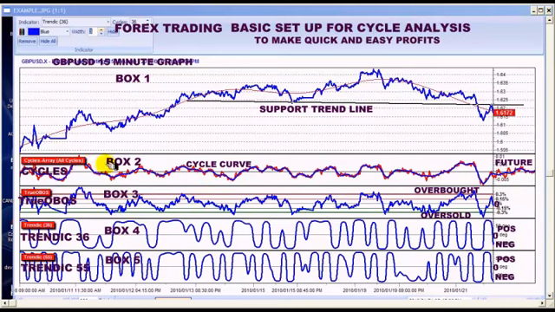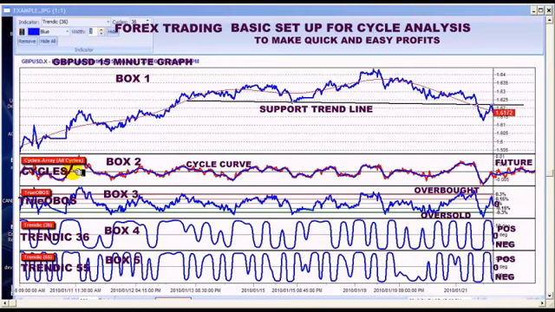In box 2 we have the cycle indicator. Now the cycle indicator differs from Trendek in that this indicator actually shows the future trend, whereas Trendek shows the immediate trend. There is a difference, and this is how it works.